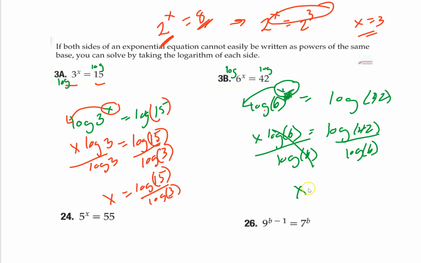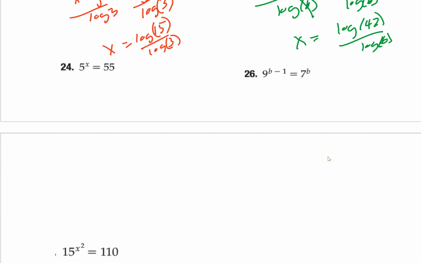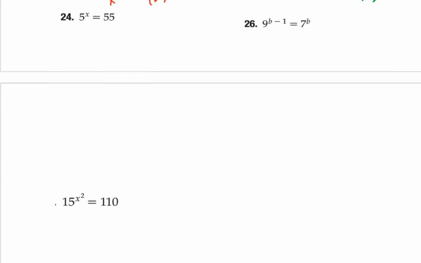These cancel out, you just get log 42 over log of 6. And that's it. Again, if you want, put it in your calculator, solve it, but that's the general idea. That's how we solve all these. If you can't get the bases to match, you just take the log of both sides.